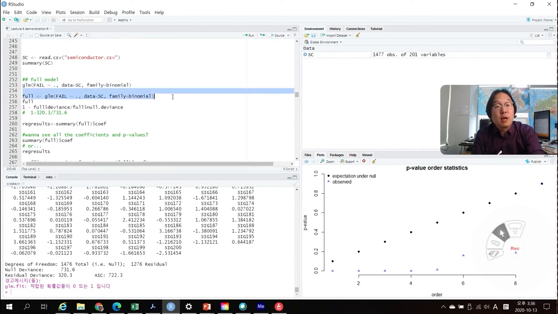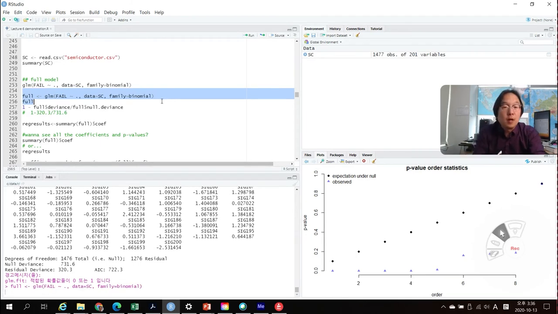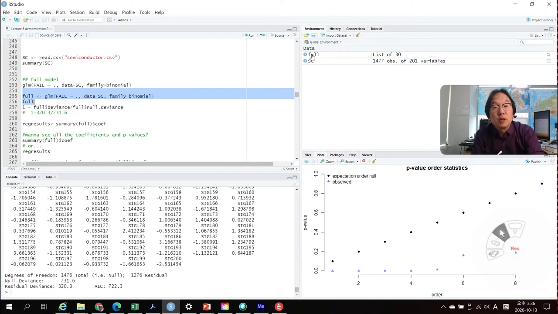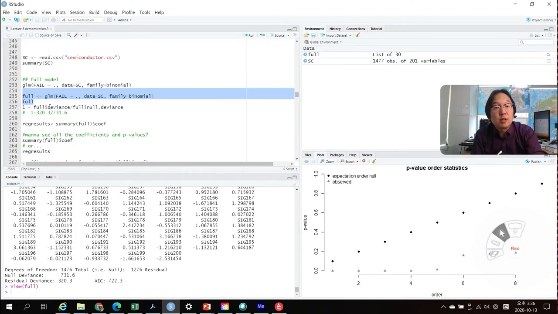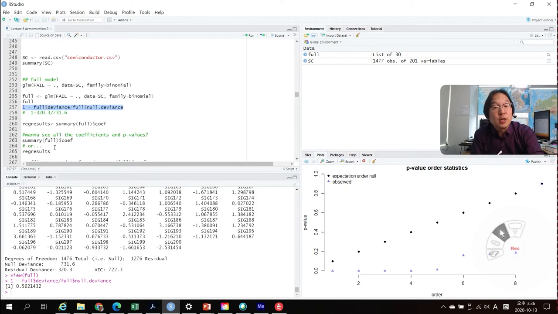And then I want to keep these regression coefficients and the results in a full matrix over here, okay? And then show the result of full. And then I want to compute the deviance measure, right? 1 minus the full deviance, based on the regression model, right? The deviance divided by the null hypothesis-based deviance, which is the total sum of squares. You can think about it that way.